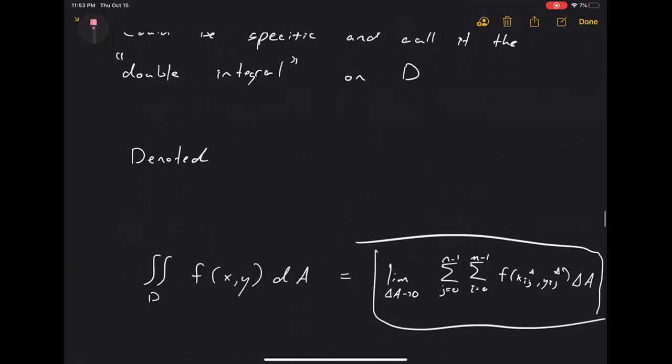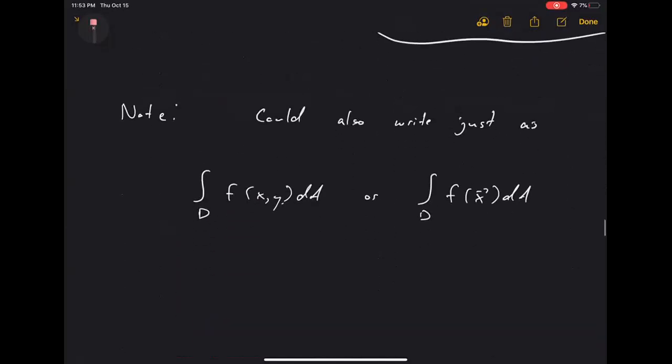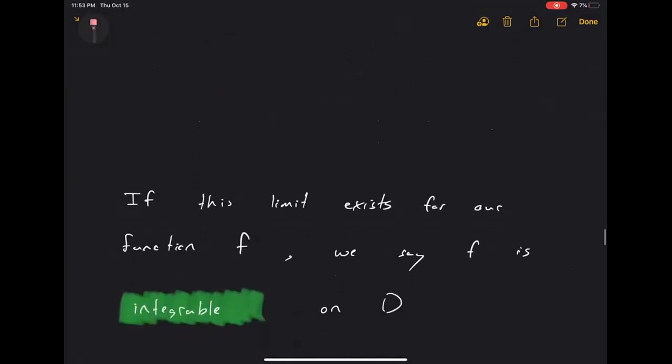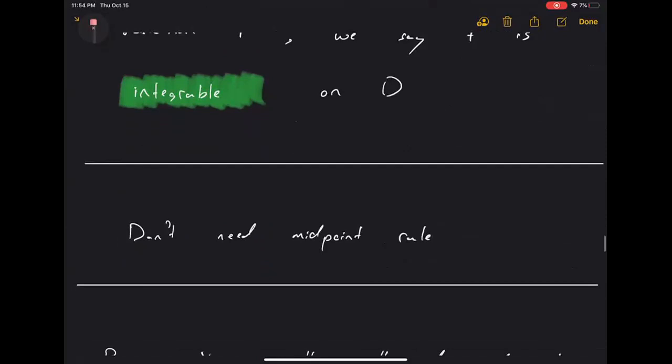Now, as I said, this limit doesn't always exist. The integral isn't always defined, but for functions with nice properties like continuity and boundedness, the limit will exist. And if the limit exists for our function f, we say that f is integrable on D. So if the limit exists for that Riemann sum, we call it the integral of f, and we say f is integrable on D, our domain.